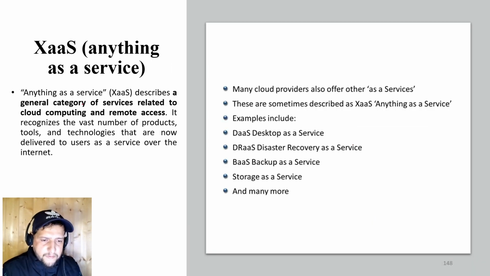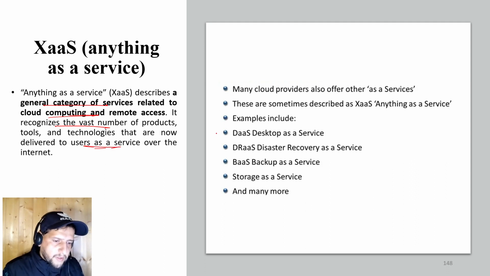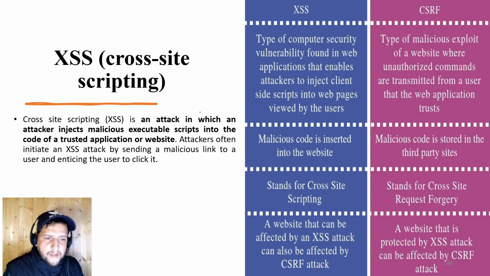Anything as a service is a general category of services related to cloud computing and remote access. It recognizes the vast number of products, tools, and technologies that are now delivered to users as a service. Like there could be desktop as a service, disaster recovery as a service, backup as a service. So some providers give you anything as a service.